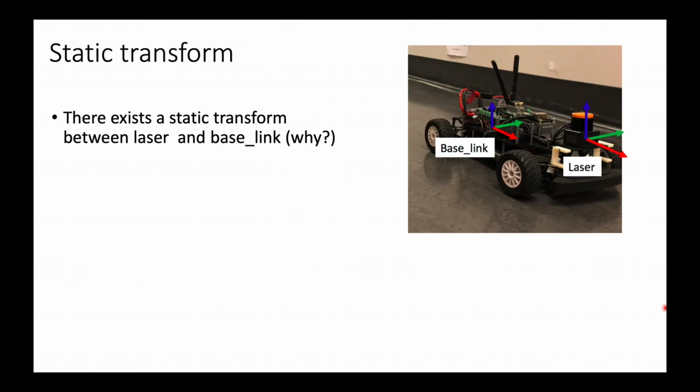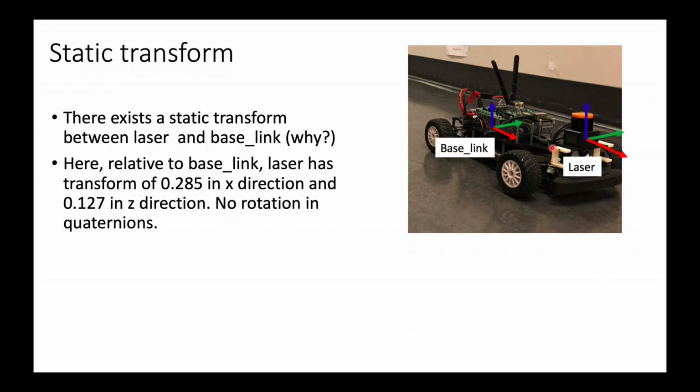So there exists a static transformation between the laser and the base link because the car is a rigid body. So in this picture, relative to the base link, which is at the center of the rear axle, there is a transform of 28 centimeters in the x direction. So there's this gap around 28-30 centimeters. And then there's also a transform in the z direction. Okay, the LiDAR is actually higher than the center of the rear axle, which is lower to the ground. But there is no rotation in terms of quaternions. And so these numbers you have to measure on your car.